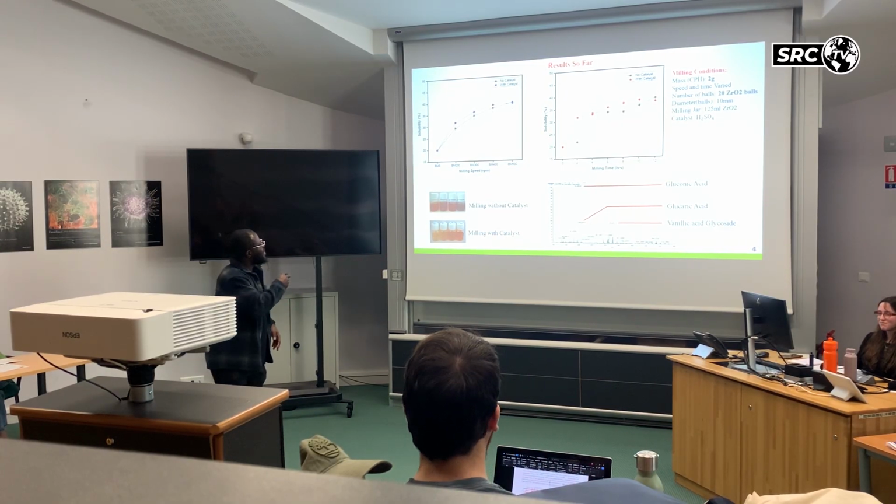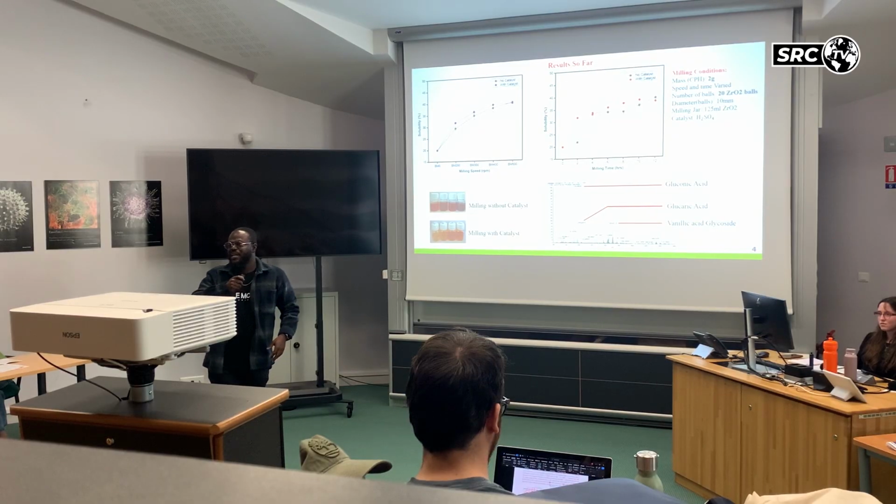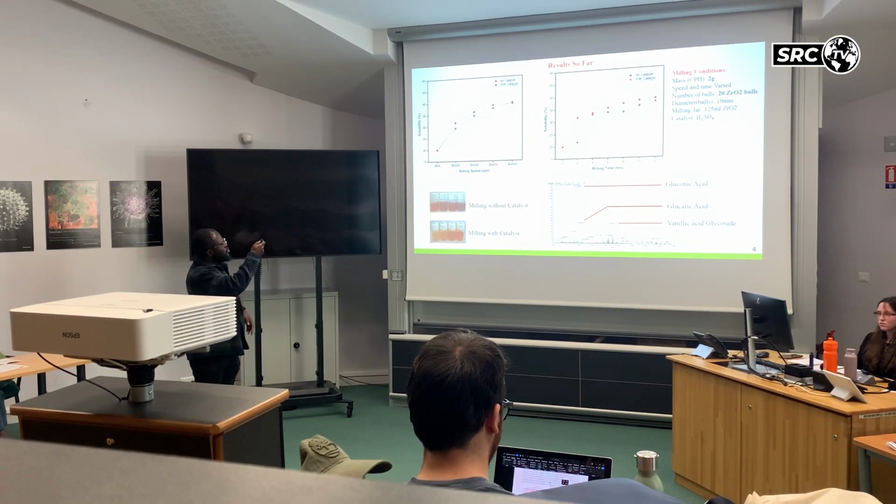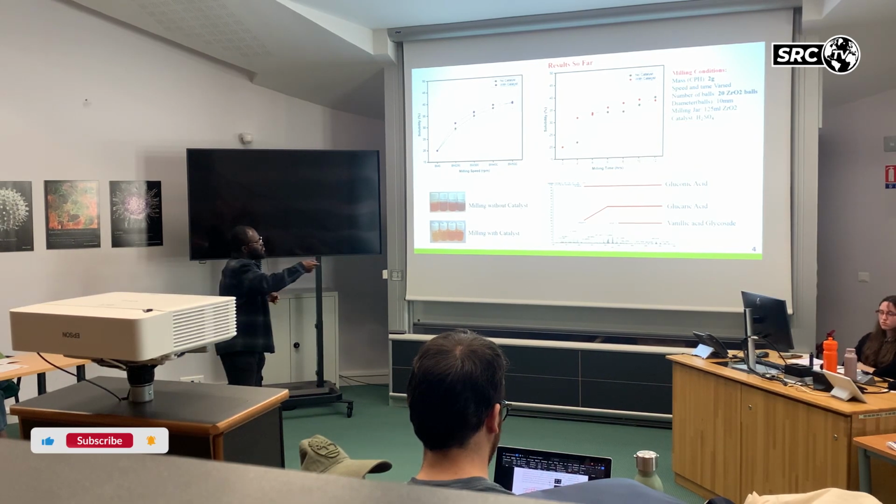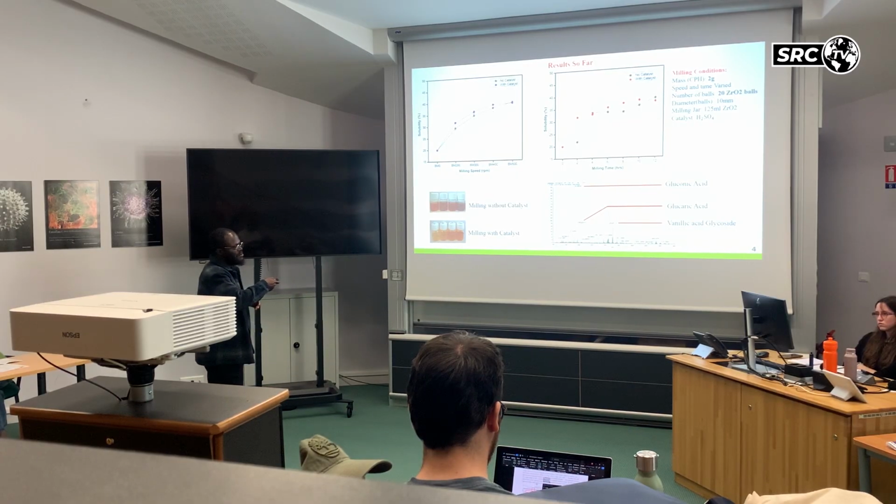The black plot you see is when we do milling without a catalyst, and the blue plot over here is when we do milling with a catalyst. We are talking about sulfuric acid with 4% impregnation. The plot over here is the same way. This is when we vary milling time, and here is when we vary milling speed.